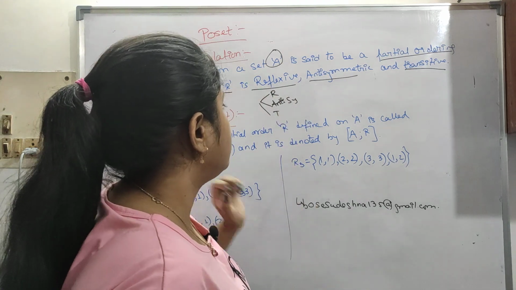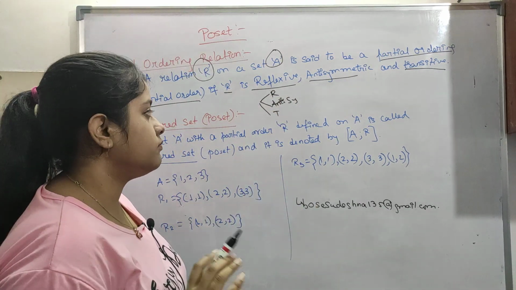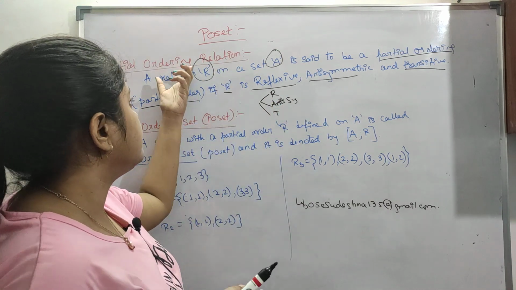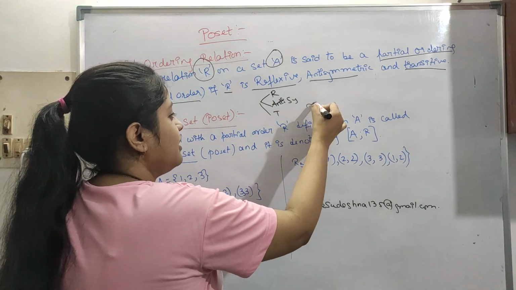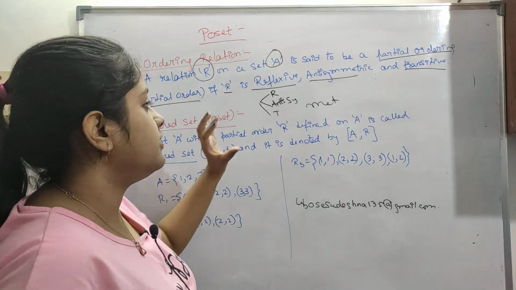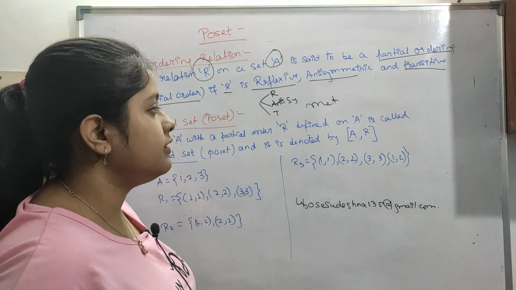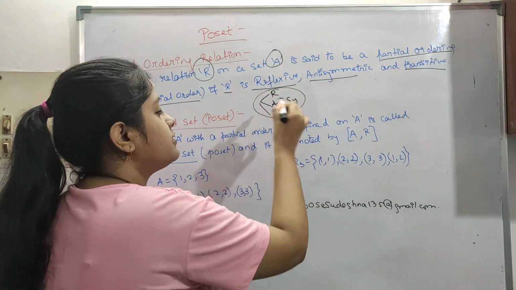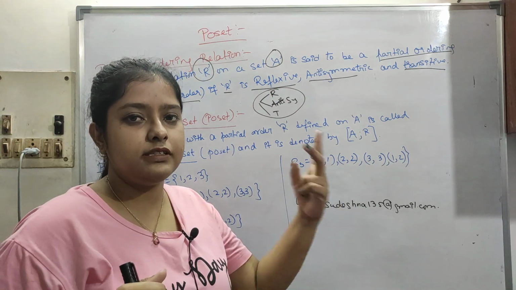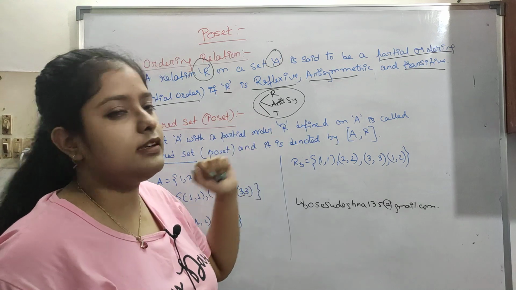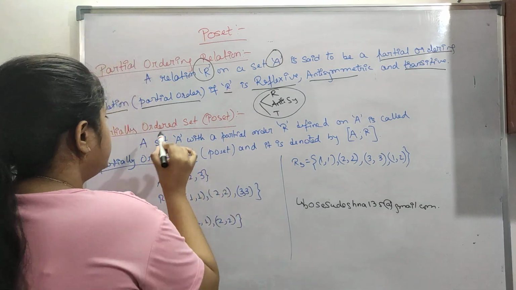Okay, so if all these conditions are met, then the relation is called a partial ordering relation. This is important to remember. Previously, in equivalence relation it was reflexive, symmetric and transitive. Now, in place of symmetric, we are using antisymmetric. Now let's see poset.